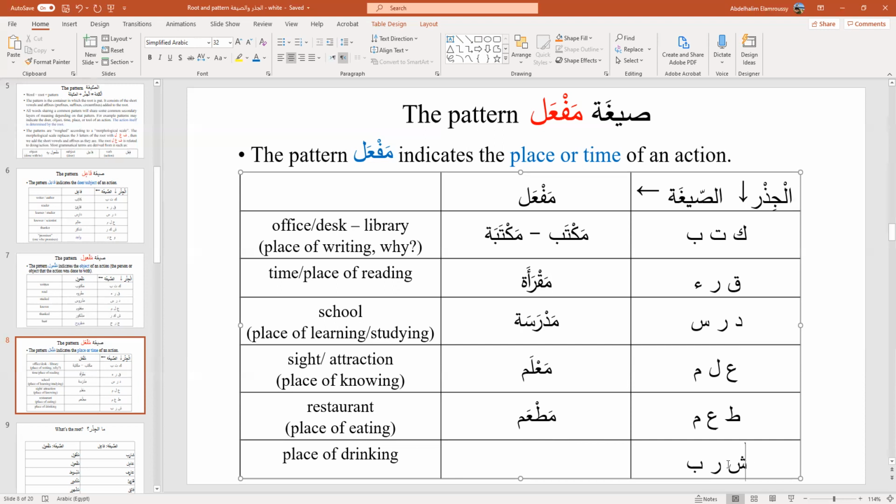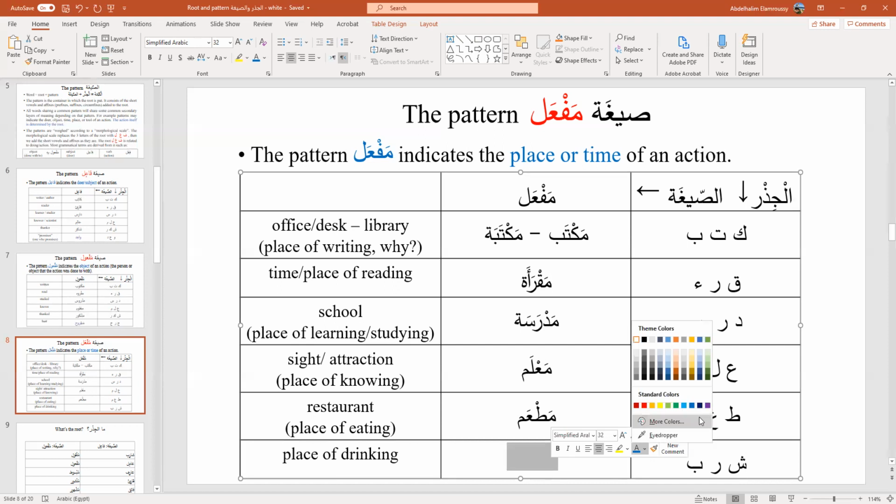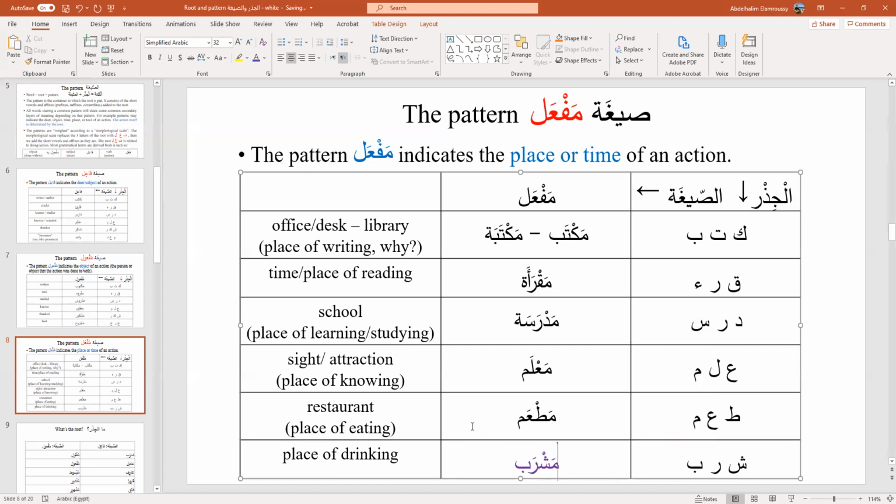You will do this on yourself. The root shin ra ba has to do with drinking. So the place of drinking will be, let's put this root in this pattern. Replace the fa with shin, the ayn with ra, the lam with ba, and then add everything else as it is. Okay, you can pause and then check your answer. The answer will be mashrab, that's right, and that's the place of drinking.